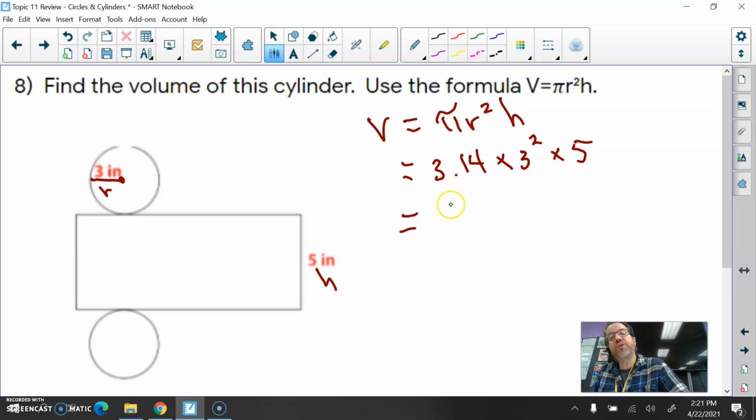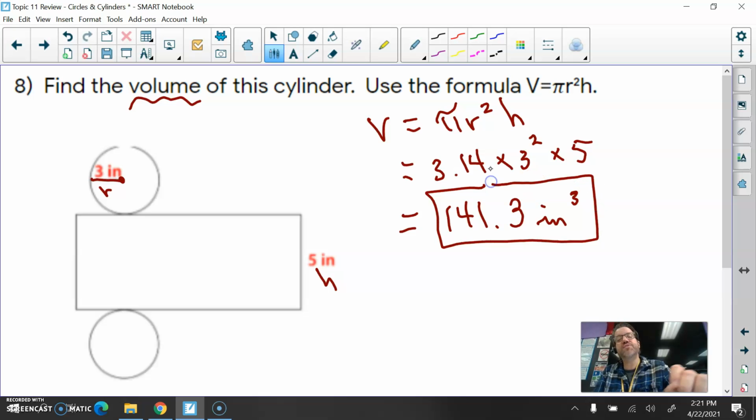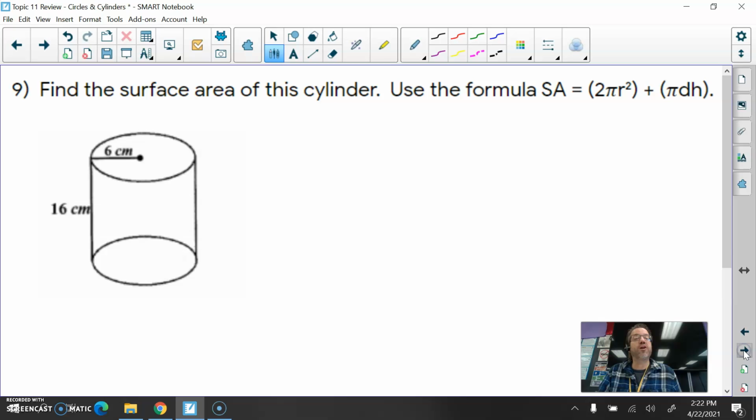And that equals 141.3. Now, volume is cubic units because it's 3 dimensions. We're seeing how much it can hold if you were to fill up this cylinder with water or pudding, as I've said before, sand, whatever you want to use to fill it. It's inches cubed, cubic inches. Volume is always cubic units since we're filling all 3 dimensions inside of that cylinder. 141.3 cubic inches.